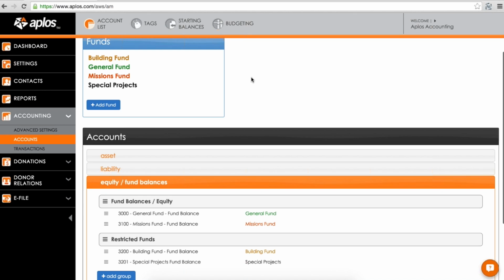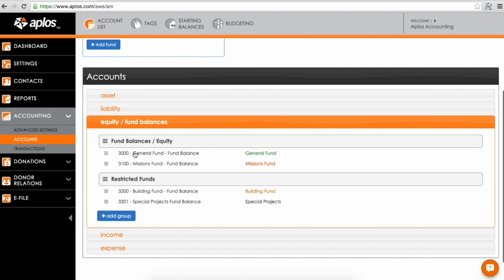So for each fund that you create, we create an equity account for that fund balance. When you look at your balance sheet, you can see your assets and your liabilities, and then your total fund balances, which are the sum of all of your fund balances within your asset and liability accounts.